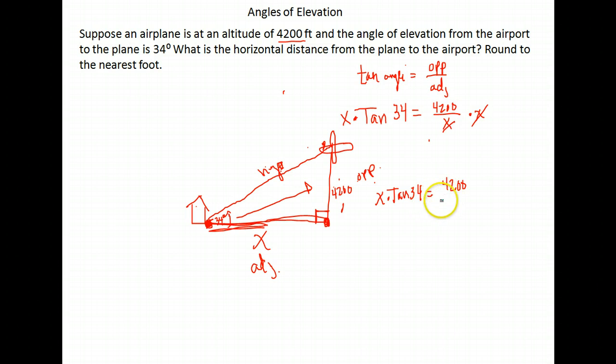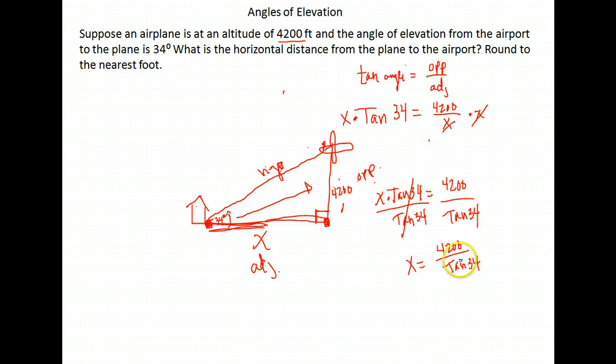Okay, from there, I still need to solve for x. It's times the tangent of 34. Tangent 34 is just a number that we can calculate using our calculator. So I do the same. The opposite of multiplying by the tangent of 34 is to divide by tangent 34. So that's exactly what I do, and I get that x is going to be 4,200 divided by the tangent of 34.